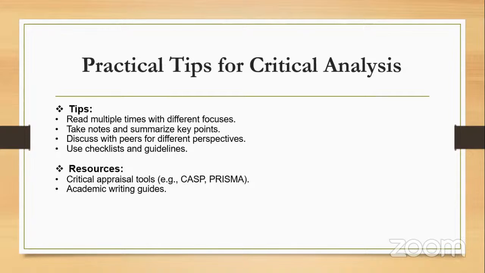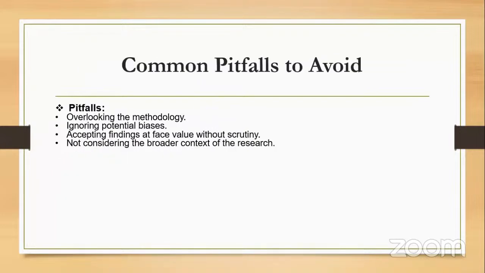The second tip is to take notes and summarize the key points of the research paper. We can discuss the paper with peers and with different perspectives, so we can fully analyze the paper. One of the best ways to critically analyze a paper is using checklists, for example, using the CASP and PRISMA. Both of them are checklists used for critically analyzing research papers. Also, we can use academic writing guides that can help us.